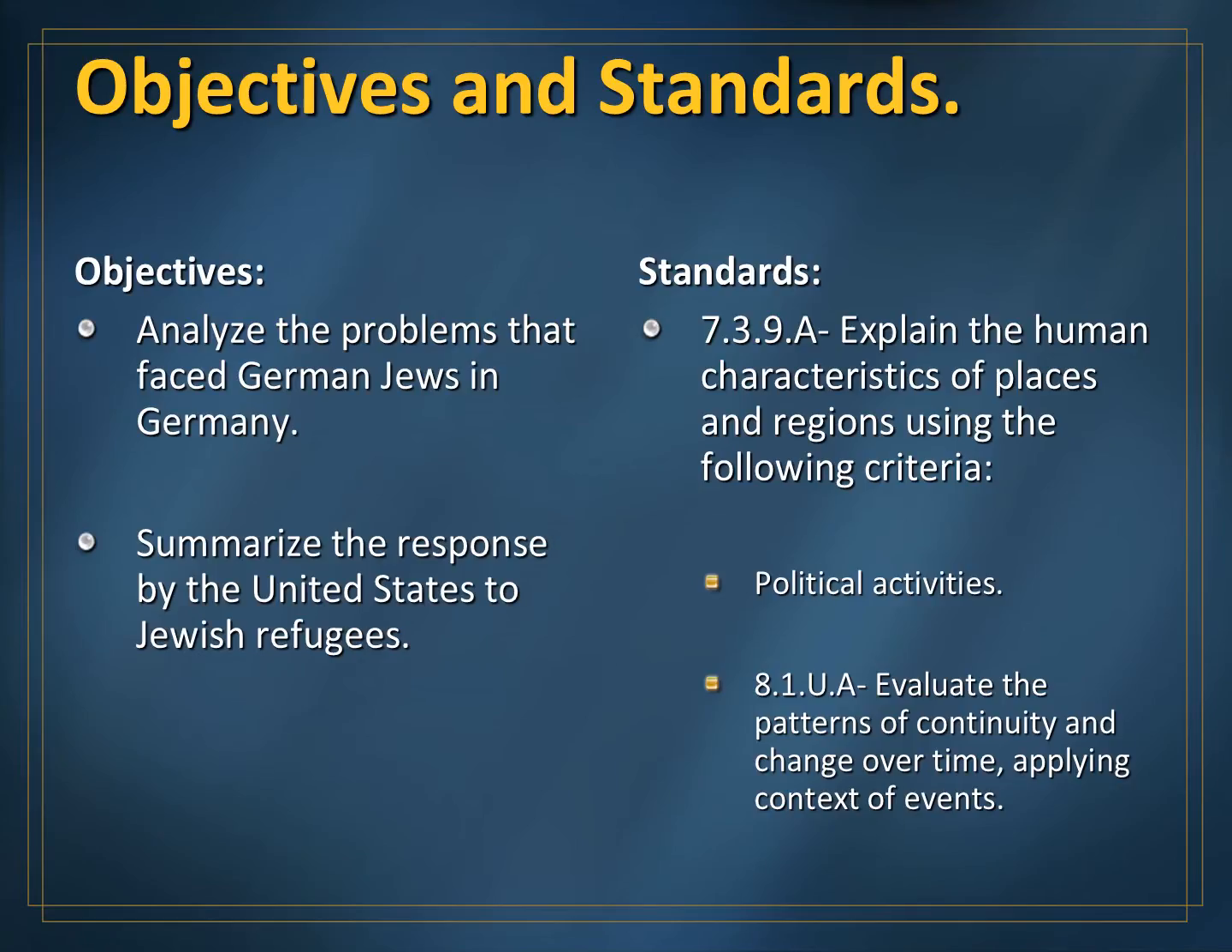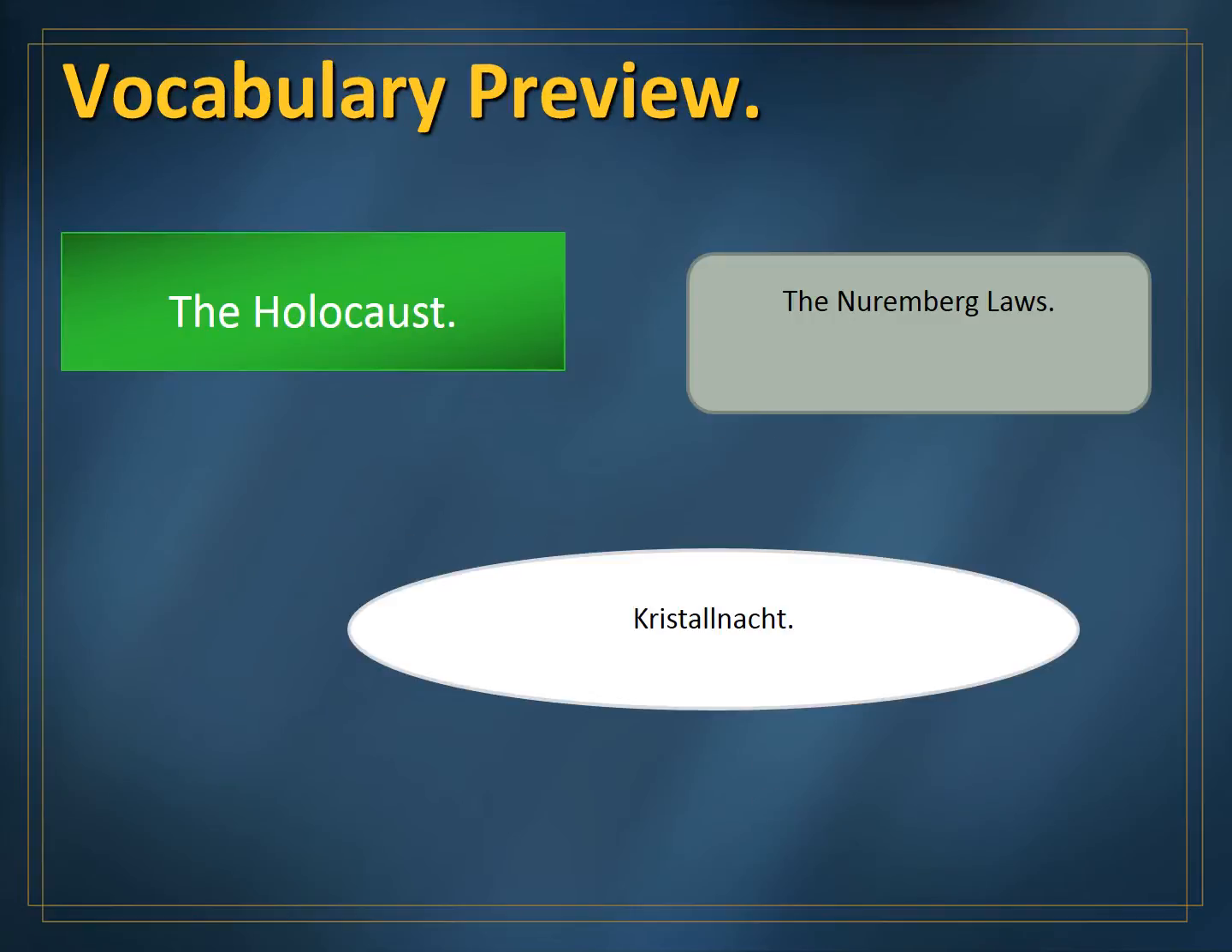Okay, objectives and standards. So we're going to look at analyzing the problems that face German Jews in Germany, and summarize the responses by the United States to Jewish refugees, and take a look at the standards there as well, please. Okay, a vocabulary preview of the Holocaust, the Nuremberg laws, and Kristallnacht.